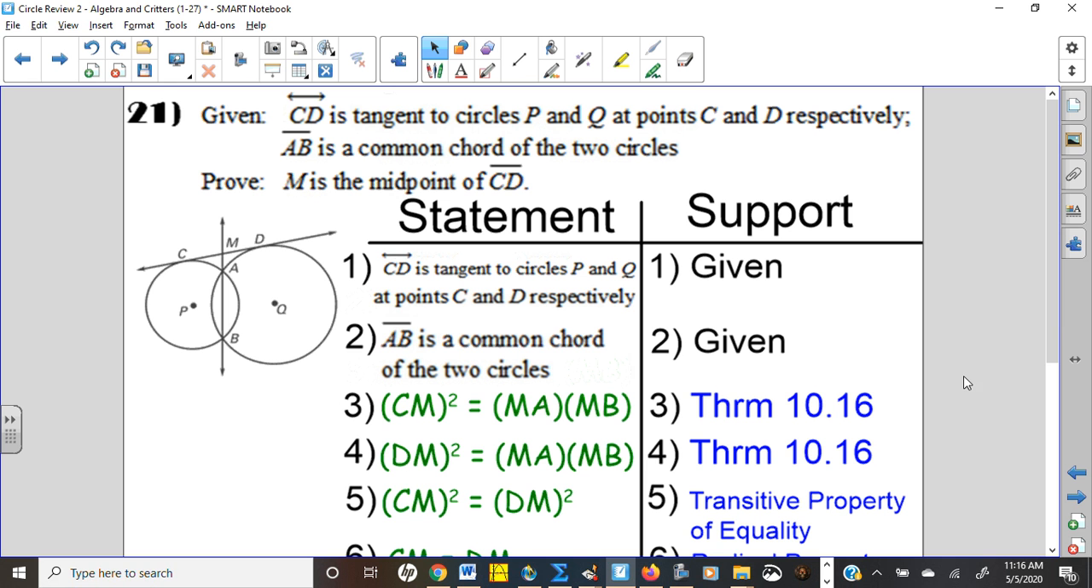Okay, so this wouldn't be in this chapter unless they wanted to use these theorems. So try to use those theorems.